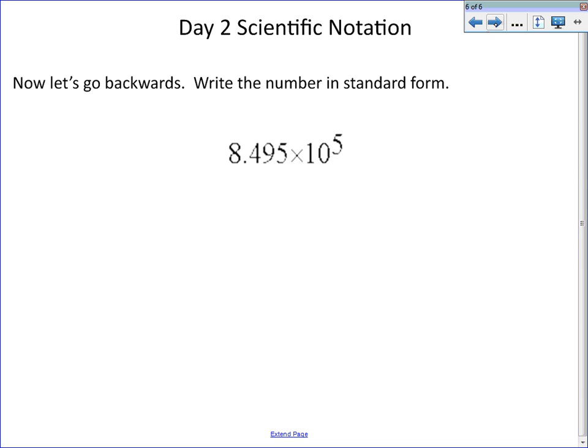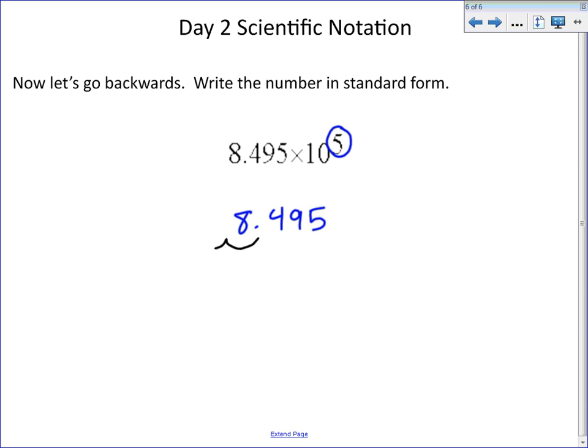And now let's try to do the opposite. This is a number that is in scientific notation. Can we write it in standard form or decimal notation? 8.495. I'm just going to start with the number they gave us. We know that we have to move the decimal 5 times, but the question is, do we move it 5 times to the left or 5 times to the right?